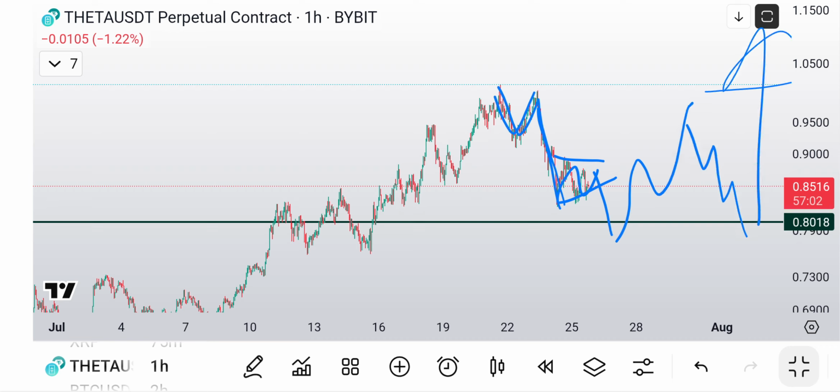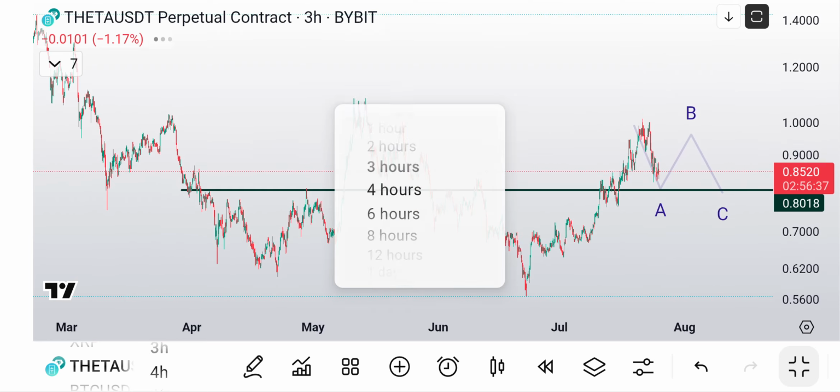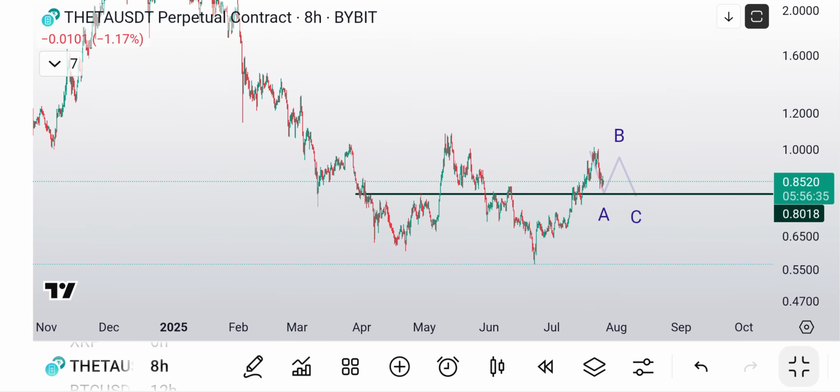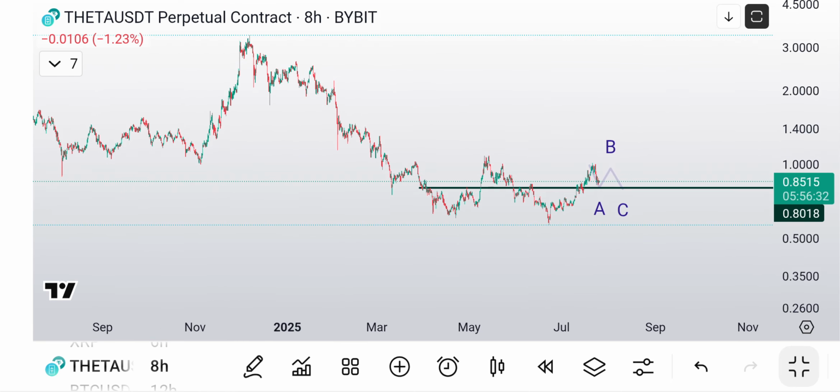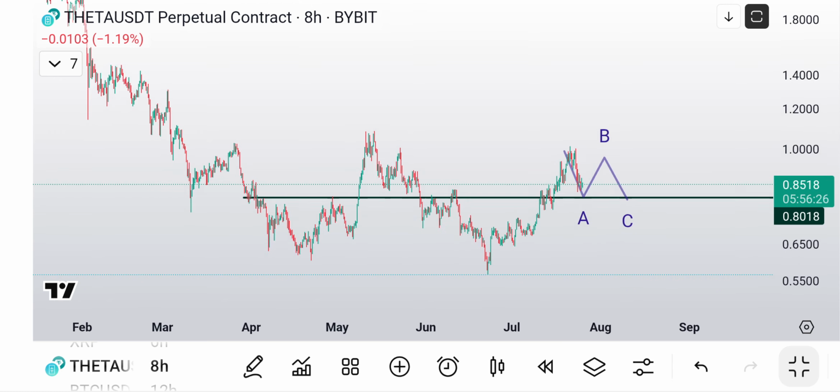So this would look more like this. A, B, and C. Now, it depends where B goes. It could be a flat, but something like that. And then you go up. And when you look at it zoomed out, it doesn't look too bad. It doesn't look too bad at all, right? So that's kind of what I'm thinking here.